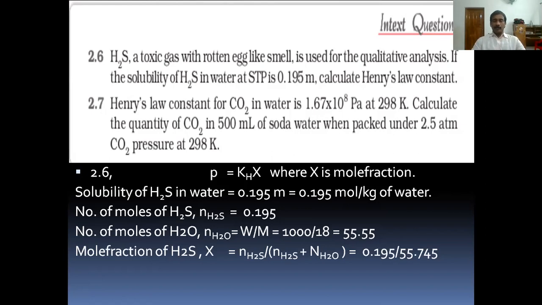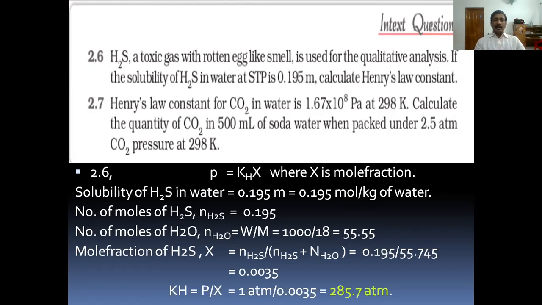Mole fraction of H2S, X, is equal to n H2S divided by n H2S plus n H2O, equal to 0.195 divided by 55.745, nearly equal to 55.55. That is equal to 0.0035. Now it is very easy. Substitute the values and find out the value of Henry's law constant. Kh is equal to P by X, is equal to 1 divided by 0.0035, that is 285.7 atmosphere.